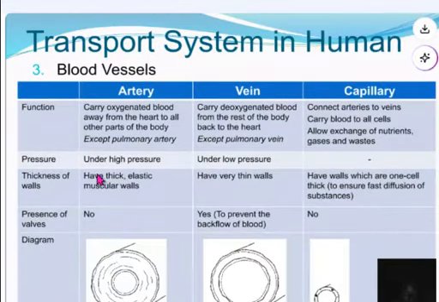Pressure. Artery is under high pressure. Why is it under high pressure? Because there is a force. As the heart is pumping, it is pushing the blood out with a force. Vein is under low pressure. I want you to understand this thing very well. Under high pressure, under low pressure.